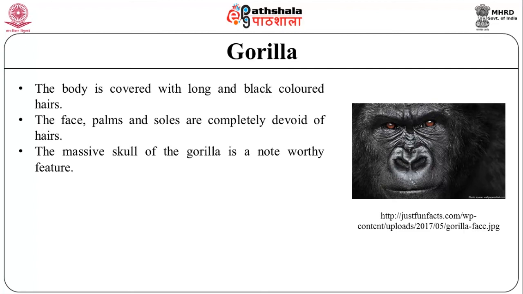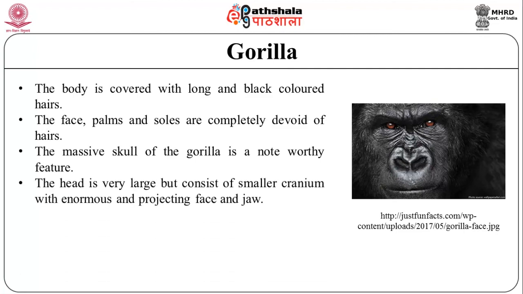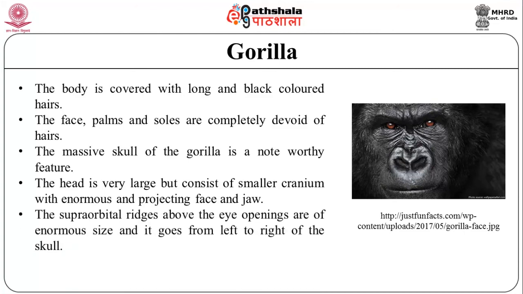The massive skull of the gorilla is a noteworthy feature. The head is very large but consists of smaller cranium with enormous and projecting face and jaw. The supraorbital ridges above the eye openings are of enormous size and it goes from left to right of the skull. It is continuous to form a torus.